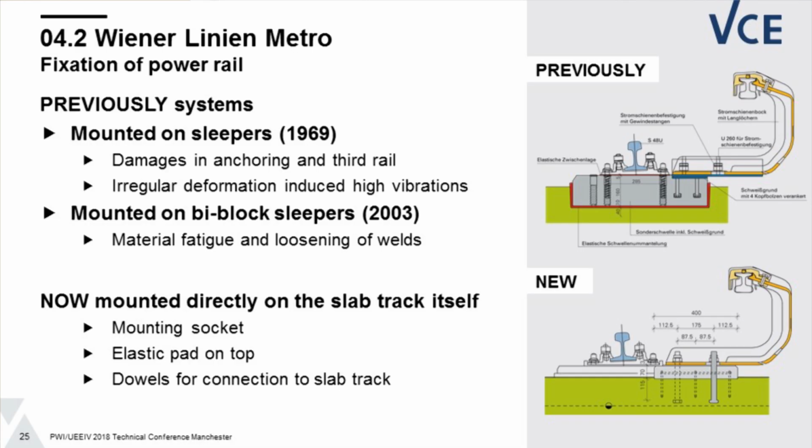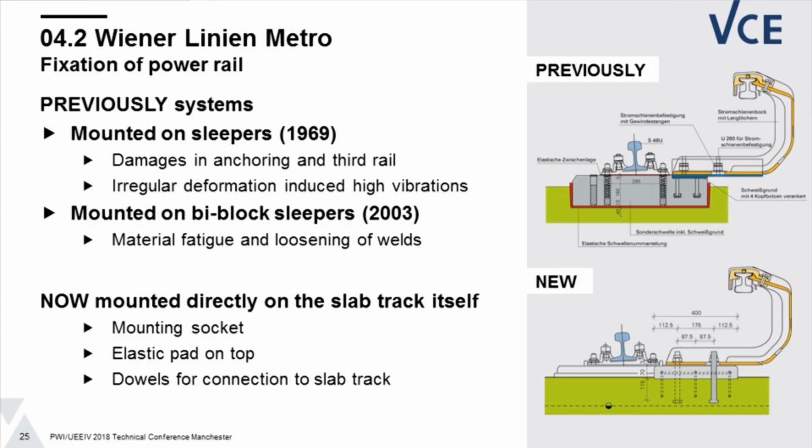This is now the power rail as it was before and as it is planned to be installed now. Basically, the old system included an installation directly on the B blocks. Due to bad welding execution and due to the irregular deformations between the B block and the power rail, in some cases it came to damages. And we noted that the deformations induced in the power rail itself and the vibrations induced into the block from the wheel resulted in these damages, and so we needed to invent a new system.